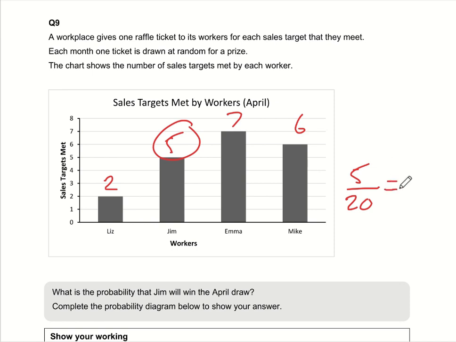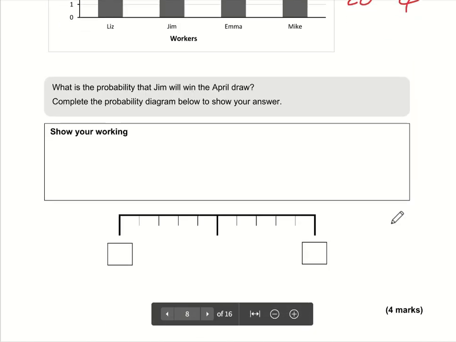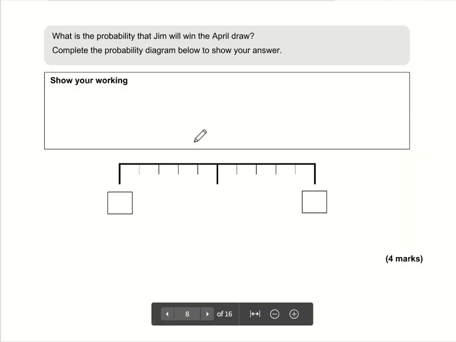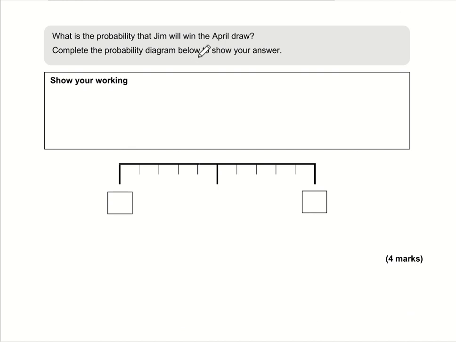But this fraction can be simplified. Both of these numbers are divisible by 5. So if I divide top and bottom by 5, I get 1/4. So the probability of Jim winning the raffle is 1/4. So we need to complete the probability diagram to illustrate the probability of the 1/4.